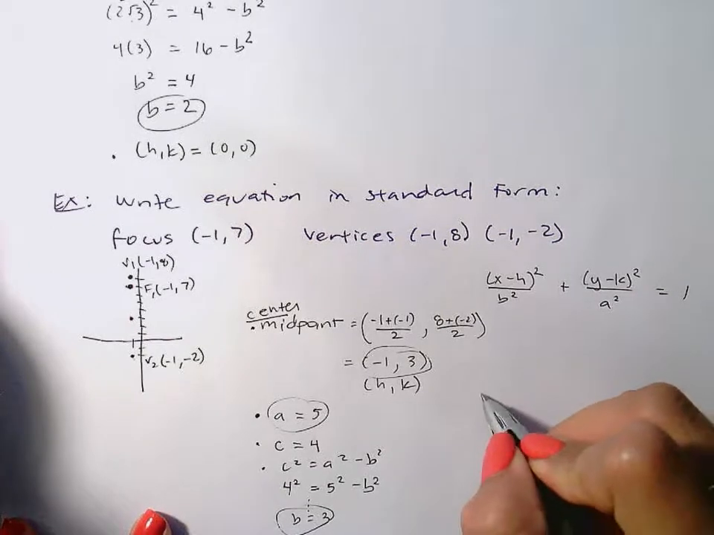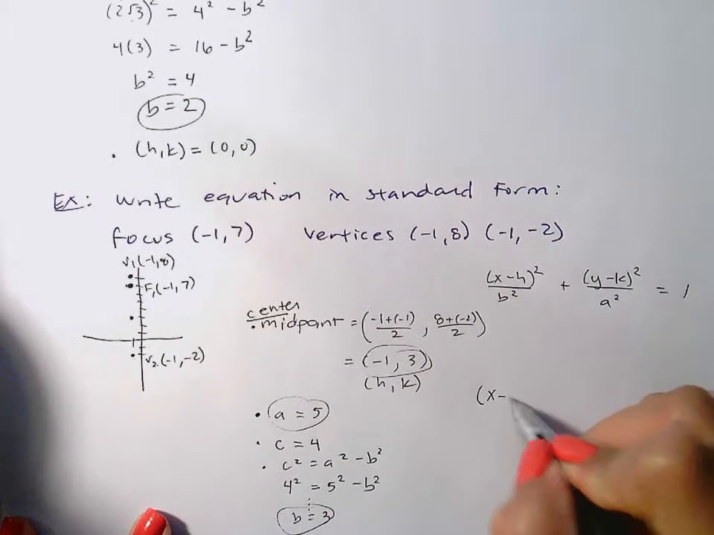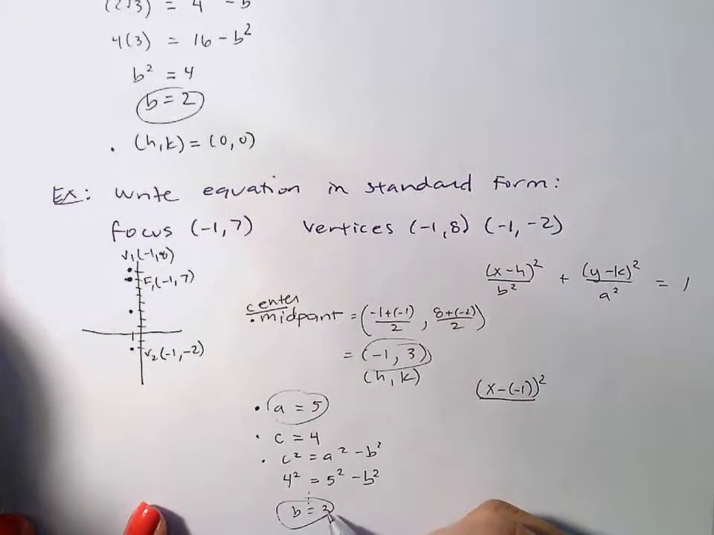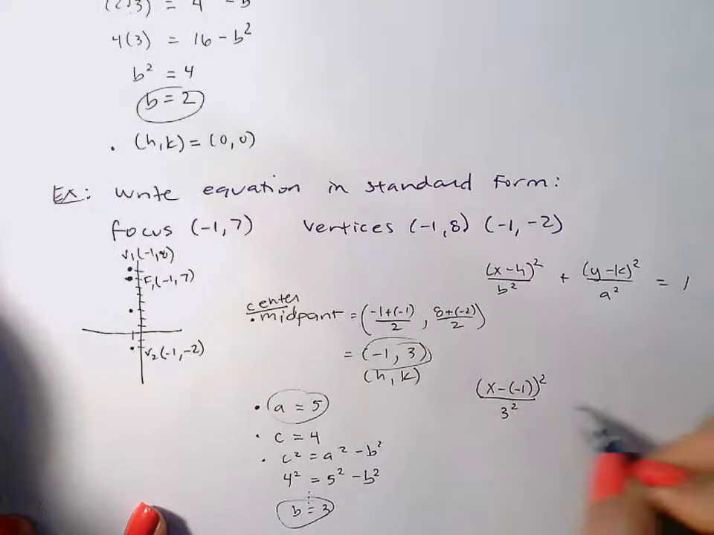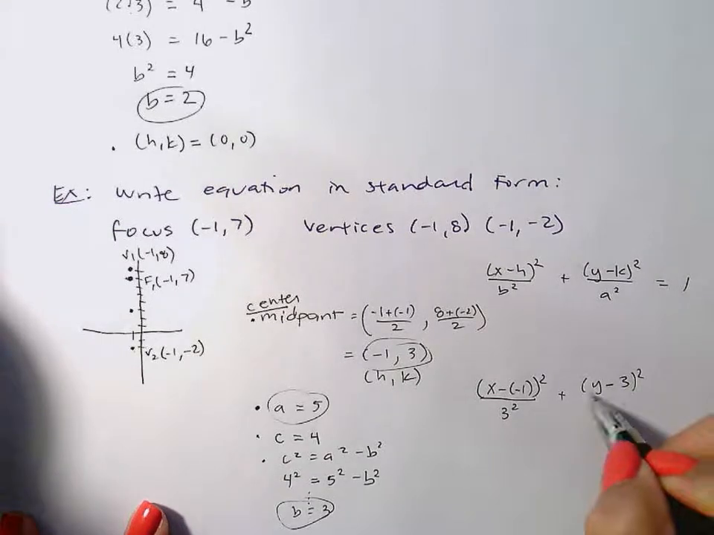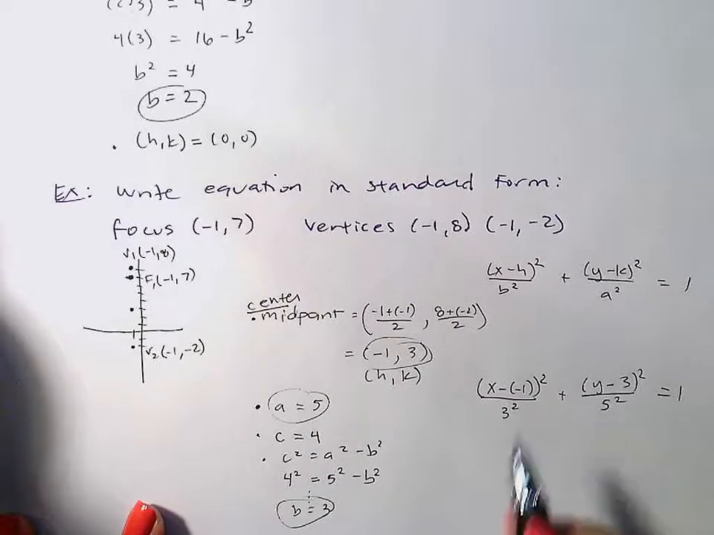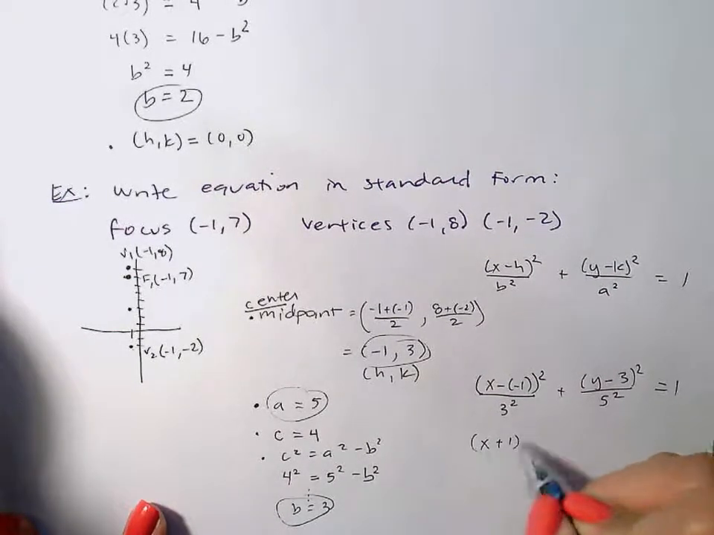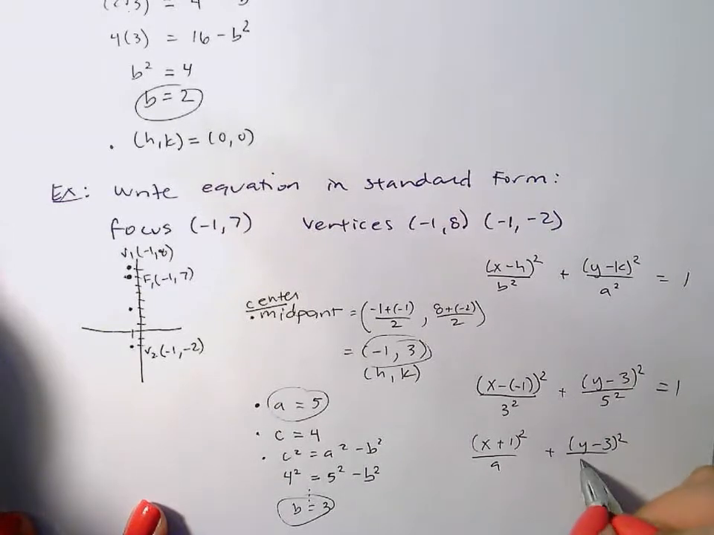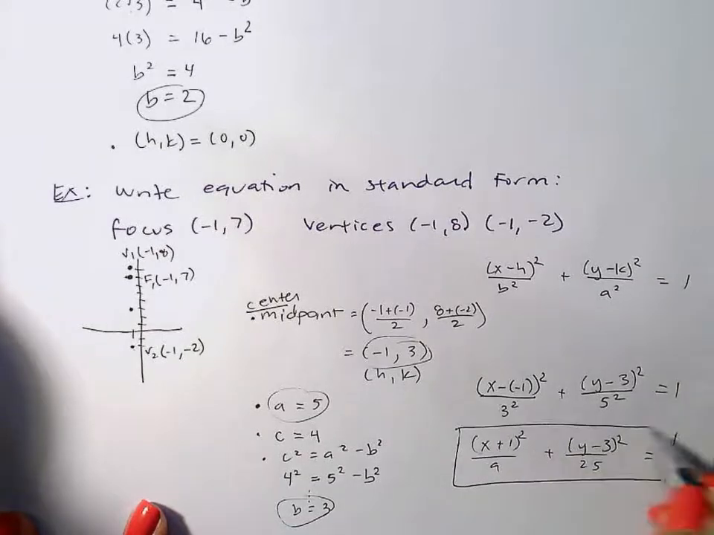So the standard form is going to be x minus h squared. h is negative 1, so it's x minus a negative 1 squared, divided by b squared. b is equal to 3, so 3 squared, plus y minus k squared, so y minus 3 squared, divided by a squared, which is 5 squared. And this is equal to 1. Then simplify this. So this is x plus 1 squared divided by 9, plus y minus 3 squared divided by 25, is equal to 1. So this is the equation in standard form.